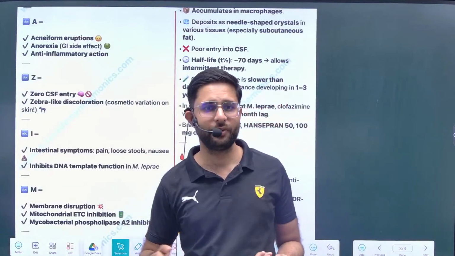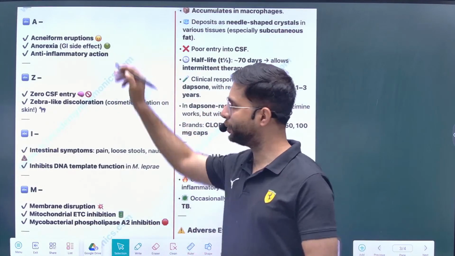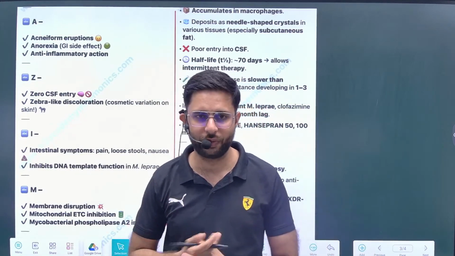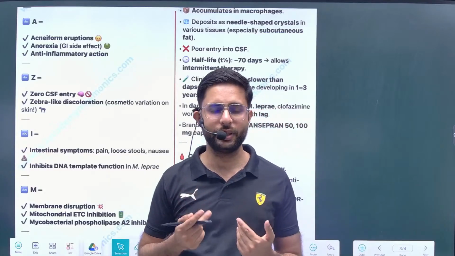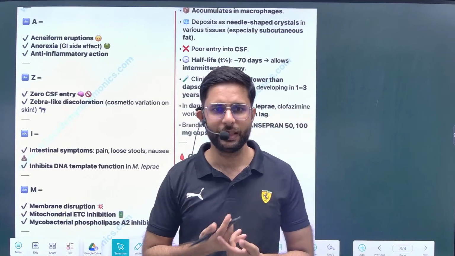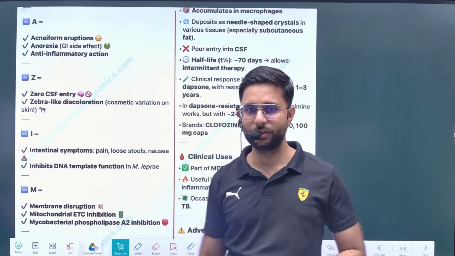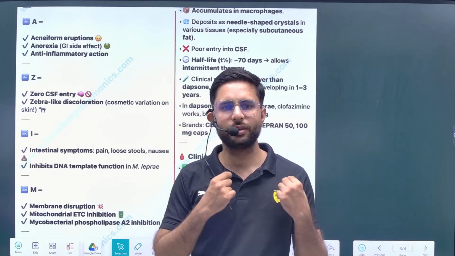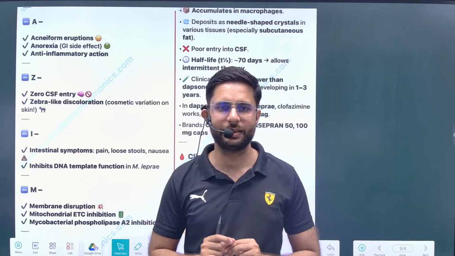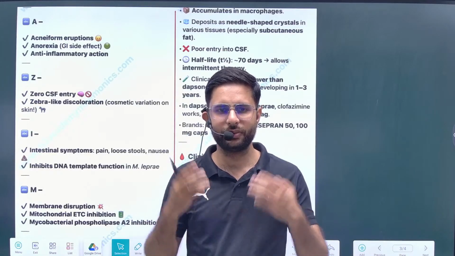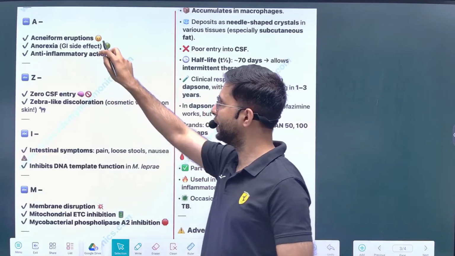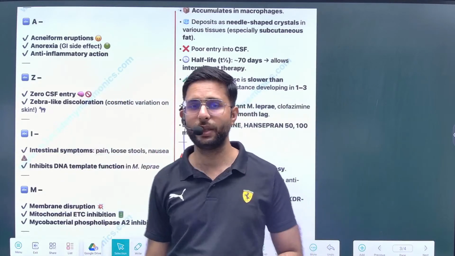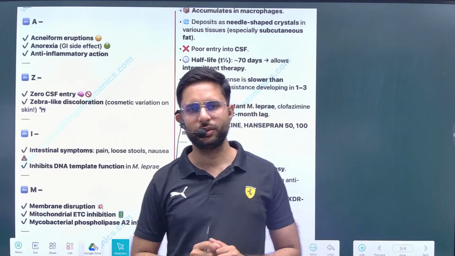Now the alphabet A denotes acneiform eruptions, also known as isomorphic acne or monomorphic acne. Some other drugs like steroids, nicotinamide, and OCP also cause this acneiform eruption. In it, all the acne lesions are of the same form, common on the face and trunk. Anorexia is a side effect, and it has an anti-inflammatory property, which is why clofazimine is used in lepra reactions.